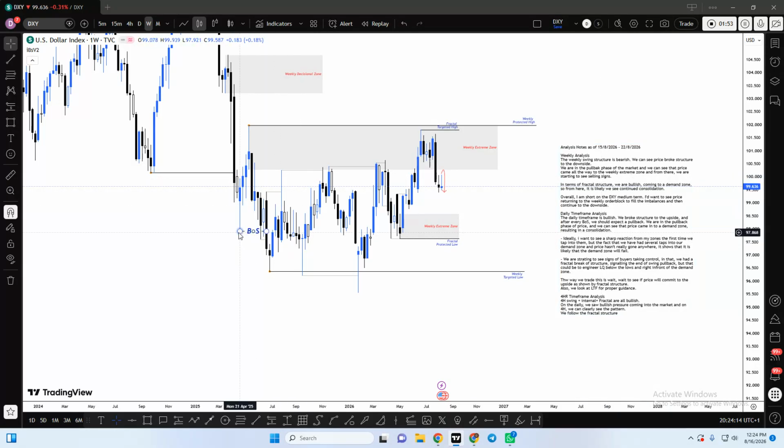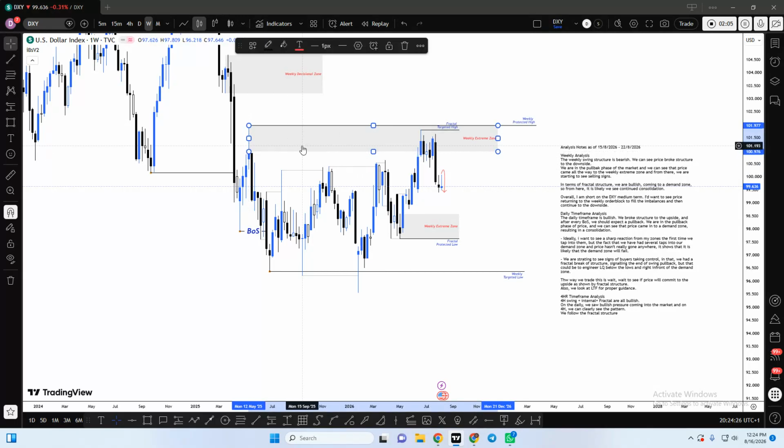So this is what I mean. We broke structure here. We pulled back all the way to the extreme zone. So this is the weekly extreme zone. We tapped into it, at least there, but we do have some what we call the fractal zones.